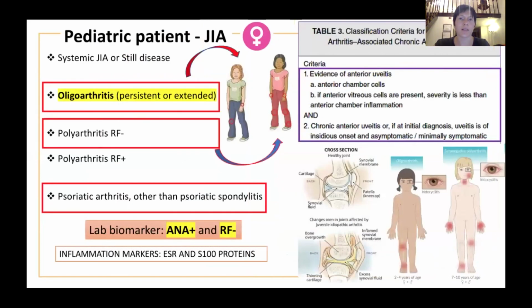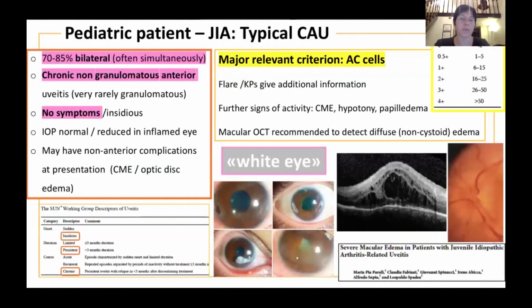Chronic anterior uveitis, often linked to oligoarthritis in young ANA-positive females, is characterized by lack of symptoms. The eye is typically white. The activity of this usually bilateral non-granulomatous chronic and insidious uveitis is detected by counting anterior chamber cells. Due to its subtle nature, it often goes undetected until complications arise, leading to a delayed diagnosis and treatment.